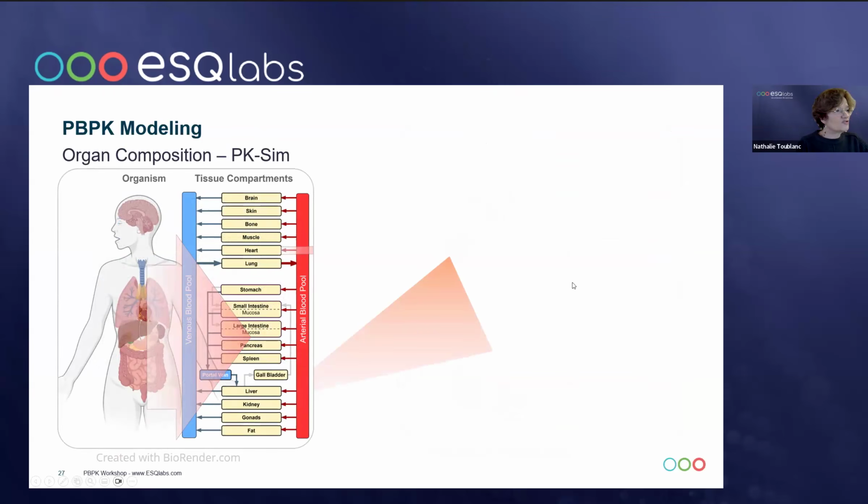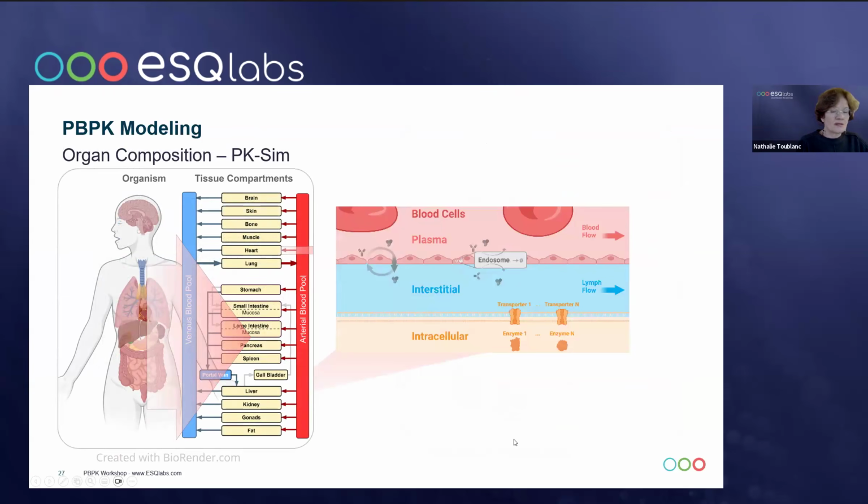And here, if we zoom in on one of the organs or one of the tissues, then we can see that each compartment or organ is divided into 4 subcompartments. So you've got the red blood cell, the plasma, the, difficult to pronounce, interstitial compartment, and then the intracellular space.